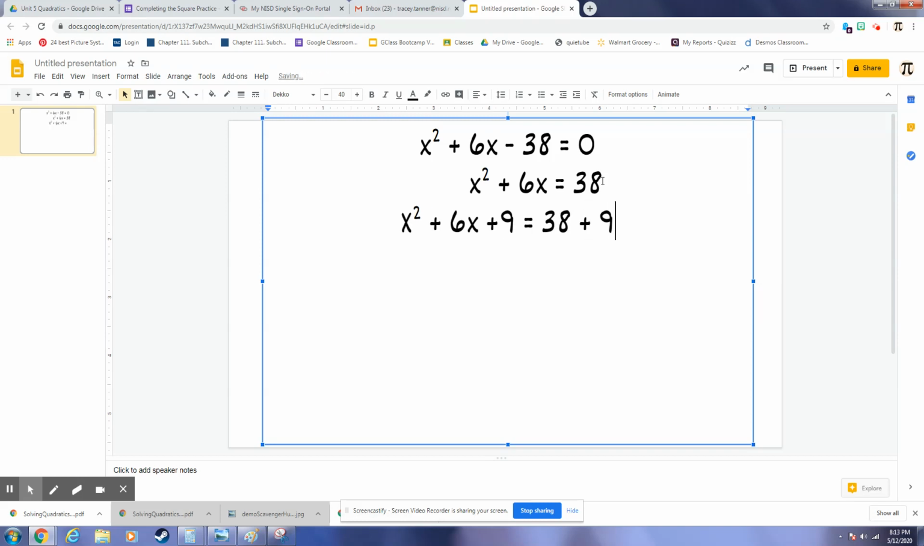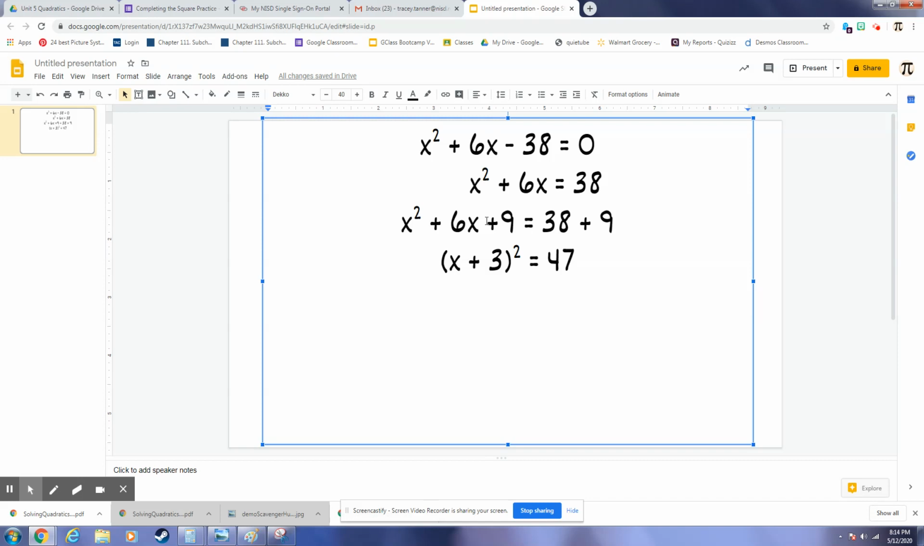the other side. Okay, so now my whole point was so I could factor this, and I'm going to factor it into x plus 3 quantity squared, because that's going to give me a 9. 3 times 3 is 9, and 3x plus 3x is 6. Okay, equals, and 38 plus 9 is 47. Okay, so now I'm going to take the square root. I've got to undo this squaring.